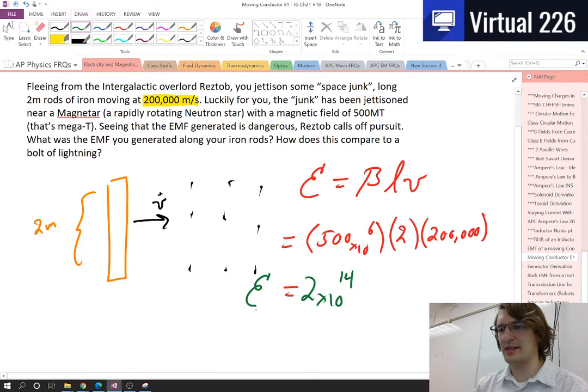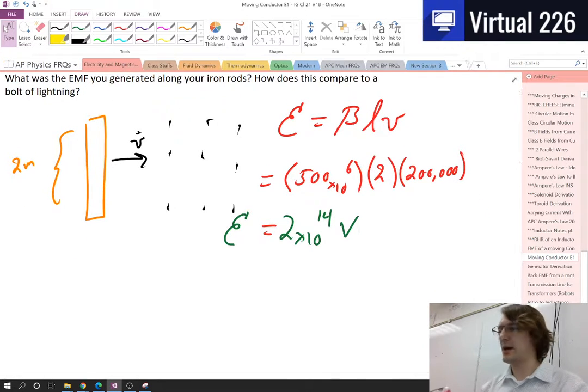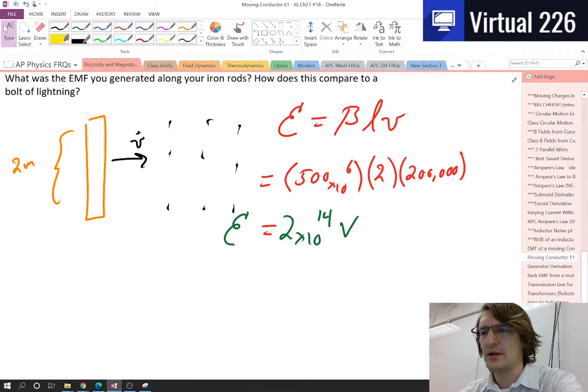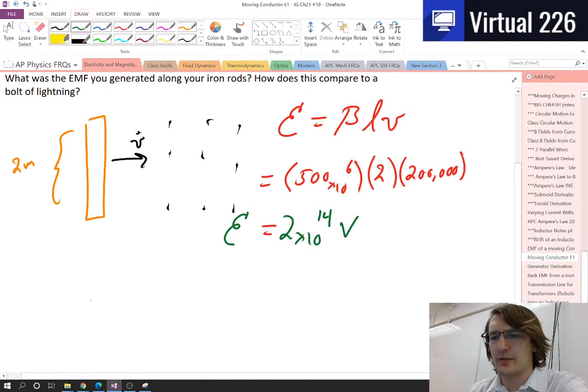And because this is an EMF, this is in volts. And that's our answer. Okay? A typical bolt of lightning, I think, has 100 million. So I think this is something like 2 million times greater than that of lightning. I think it's something around that.